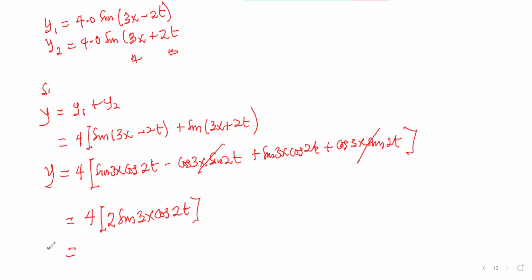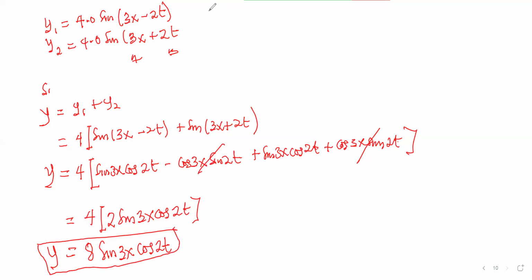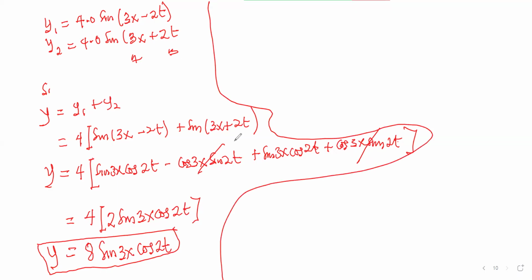Therefore, the equation of the stationary wave will be equal to 8 sine 3x cos of 2t. Please, class, are we okay with this? Yes, please. So this becomes the equation of the stationary wave. Now, what is the amplitude when x is equal to 2.3?